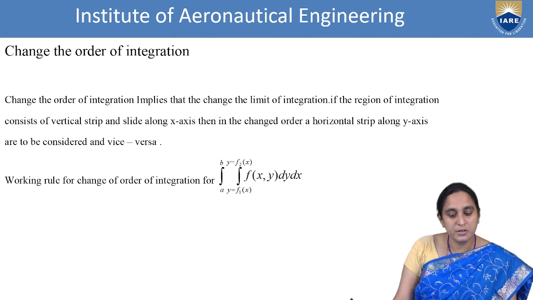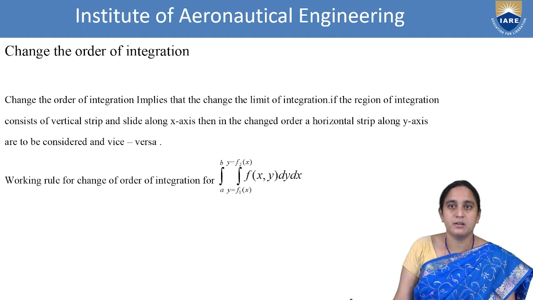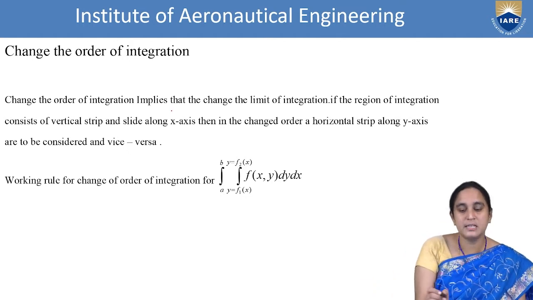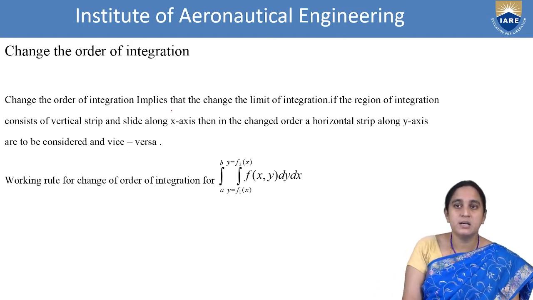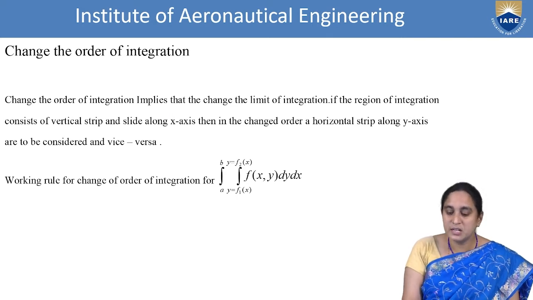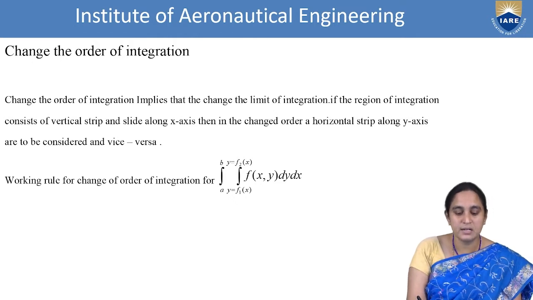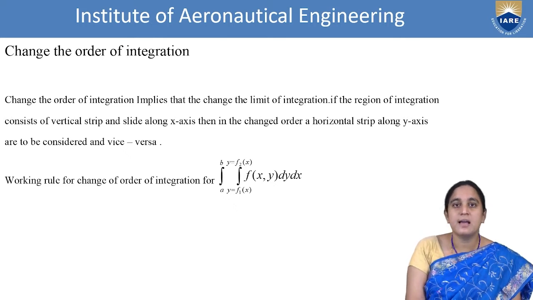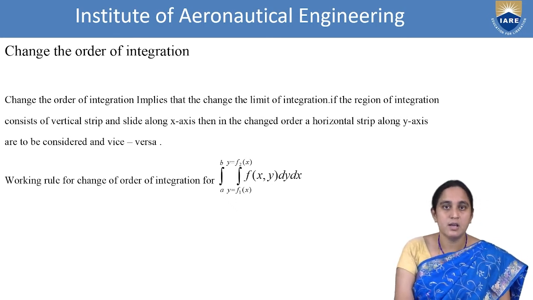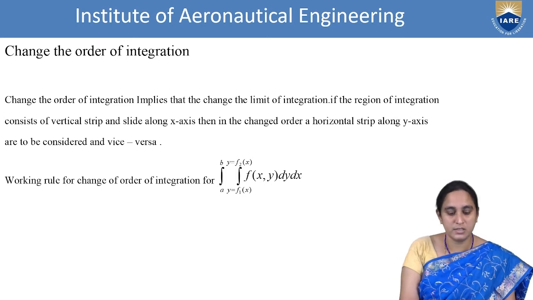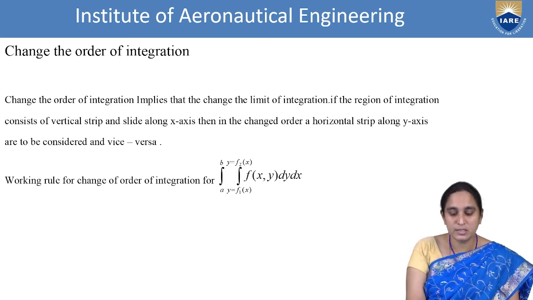Change of the order of integration implies changing the limits of integration. If the region of integration consists of a vertical strip sliding along the x-axis, then in the changed order a horizontal strip along the y-axis is to be considered, and vice versa. This is the concept of change of the order of integration. What is the working rule for that?